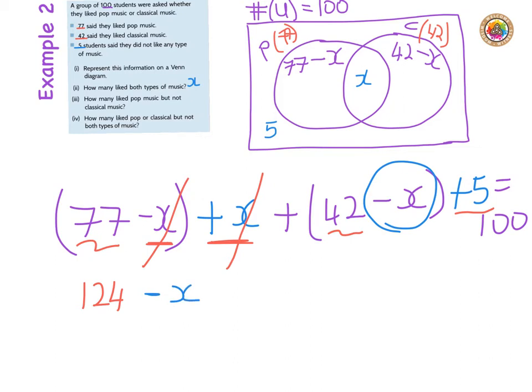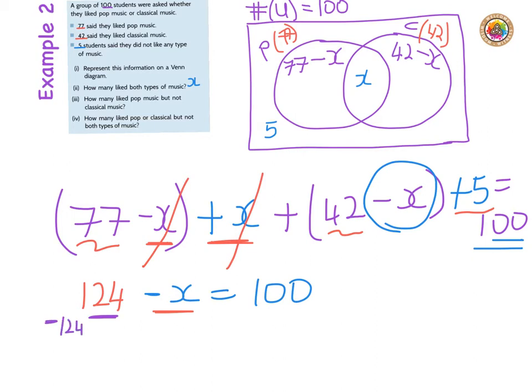So I have minus x, and what's that equal to? It's equal to 100. So 124 minus x equals 100. Now, very simply, I want x just on its own. So in order to get x on its own, I need to take 124 from this side here. Isn't that right? So I'm going to have minus 124 down here.